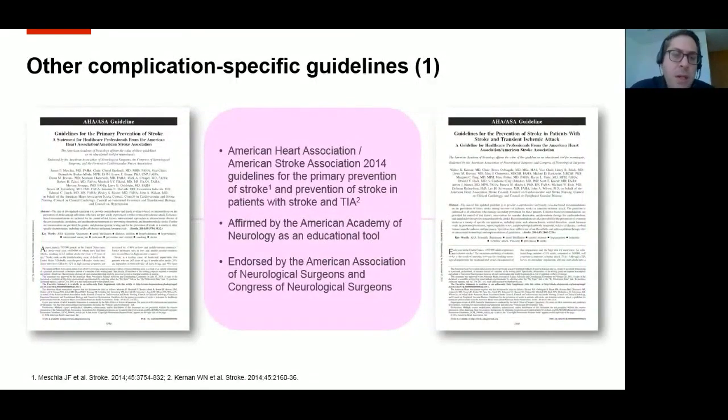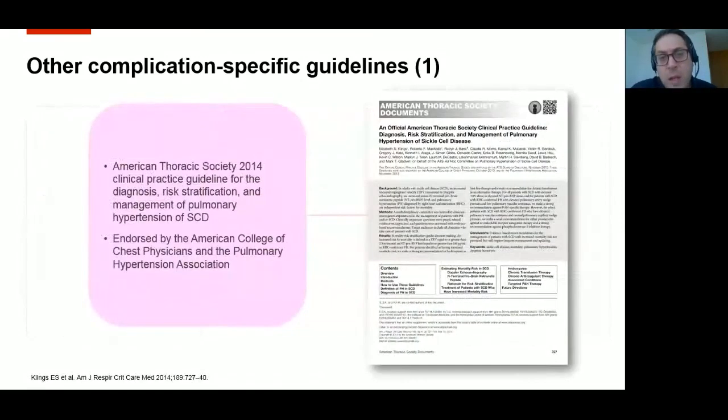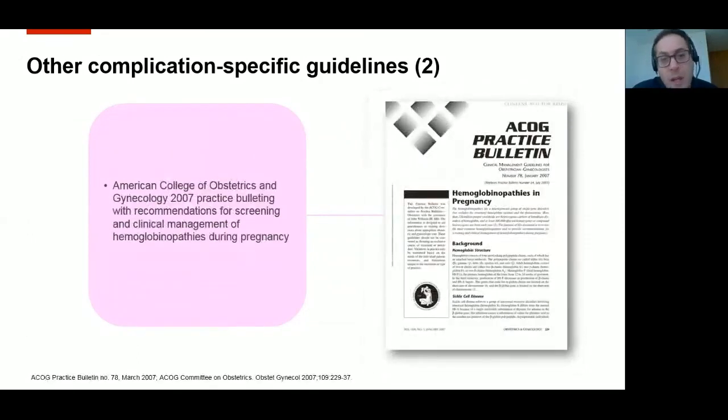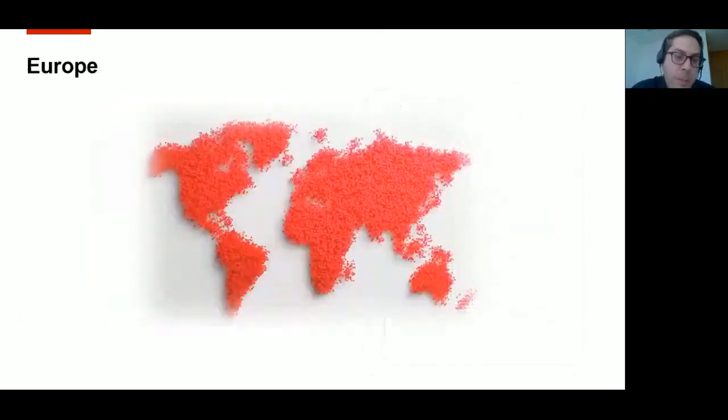Of course, there are several disease-specific guidelines from different societies in the US. The American Heart Association and American Stroke Association also released guidelines for the management of stroke, including patients with sickle cell disease, in 2014. The American Thoracic Society also has guidelines for the management of pulmonary hypertension and sickle cell disease. And the American College of Obstetrics and Gynecology has a bit of an older guide on the management of pregnancy and hemoglobinopathies in general.